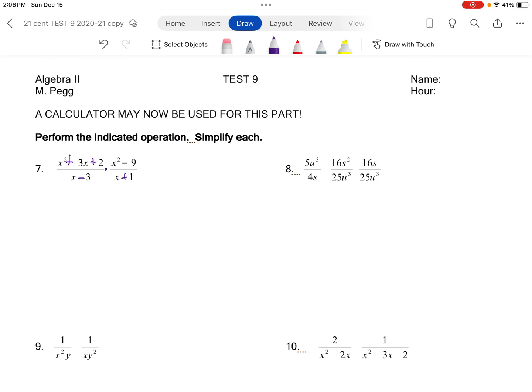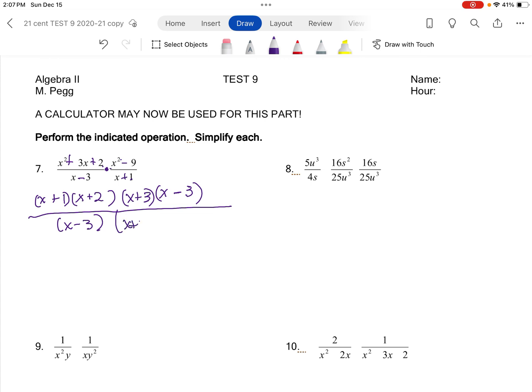Number 7. When we are multiplying, everything needs to be factored. So I'm going to factor the first one. x times x gives me x squared. The only factors of 2 are 1 and 2. I need to add them to get 3. x squared minus 9 is also in the numerator, so I'm going to do x times x and 3 times 3. It's a difference, so I need a plus and a minus. In the denominator, I have an x minus 3, and I have an x plus 1.